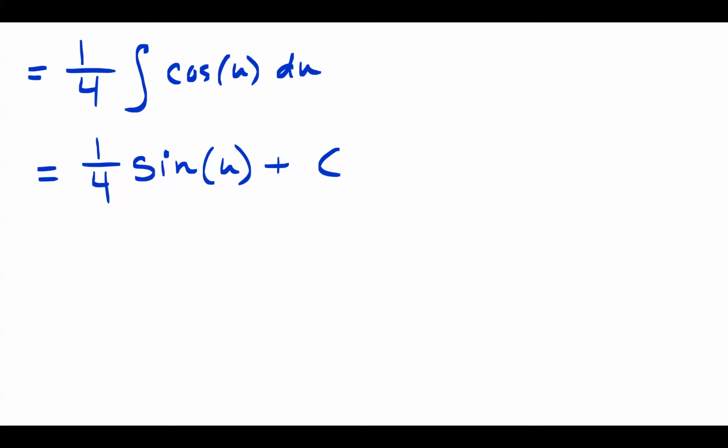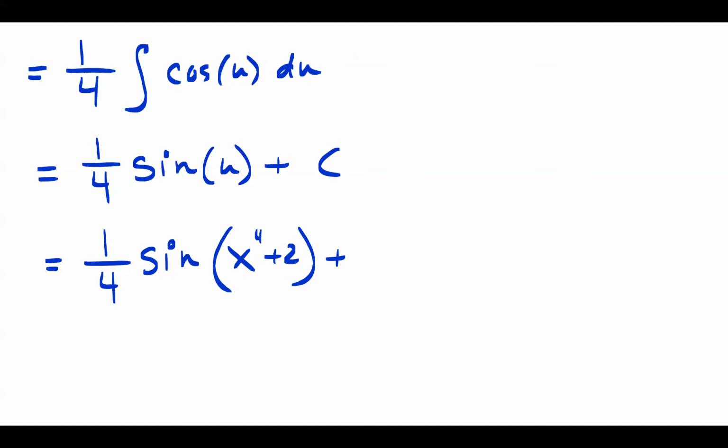One last step. What do we have to do? Plug in the original x again. So 1/4 sine of the original u, which is x squared plus 4 x to the fourth plus 2. Perfect. Plus c. So we back substitute the x in, and we are done.